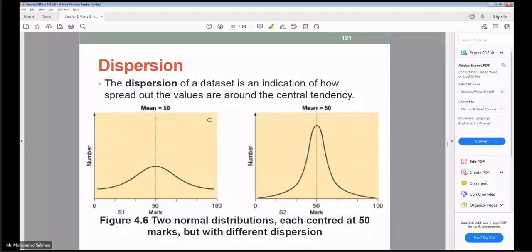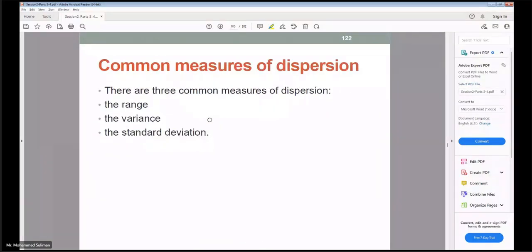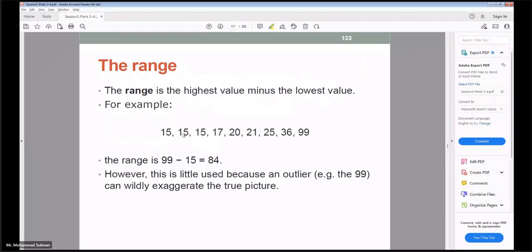The common measures of dispersion are the range, the variance, and the standard deviation. The range is the highest value minus the lowest value. So here in our example, the range is 84.